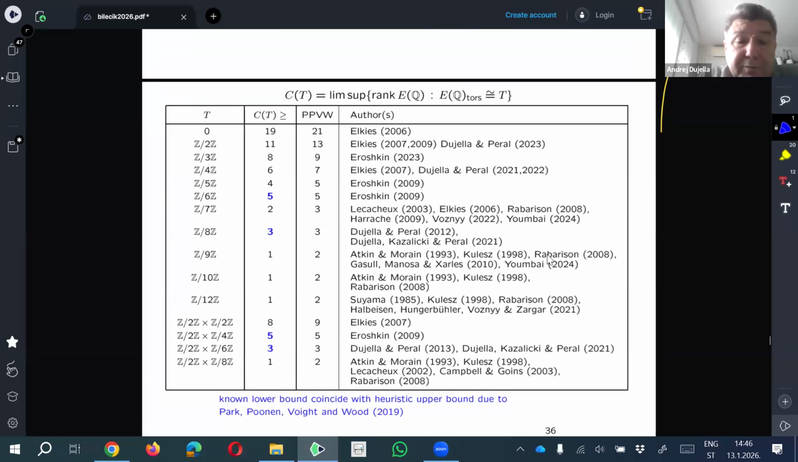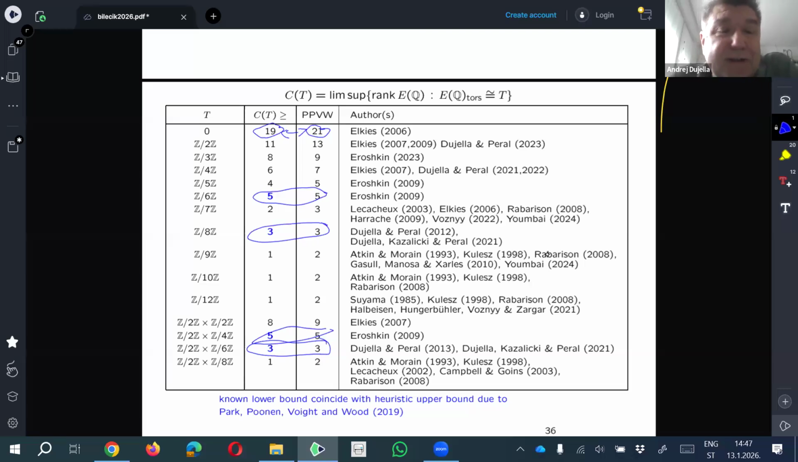And I promised to mention the heuristic. So this 21 was already mentioned, that there are only finitely many curves with rank greater than 21 is predicted by the heuristic due to Park, Poonen, Voight, and Wood. And here we see that it is known that there are infinitely many curves with rank greater or equal to 19. So these numbers are close, and perhaps it suggests that the heuristic might be right. But in some cases, this heuristic is too good to be true in some sense.